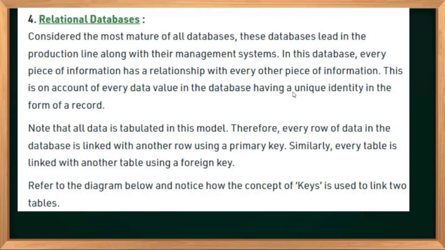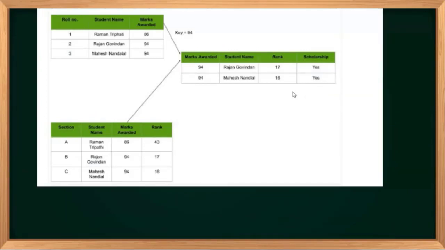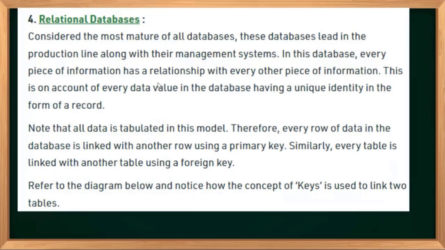Fourth one is the relational database model. What is a relation? A table is known as a relation. This tabular model has roll number, students, mark. This is the first row, second row, third row. Similarly, there is another table, and another table. These are different tabular data stored. This is the relational database model, also known as the RDBMS model.